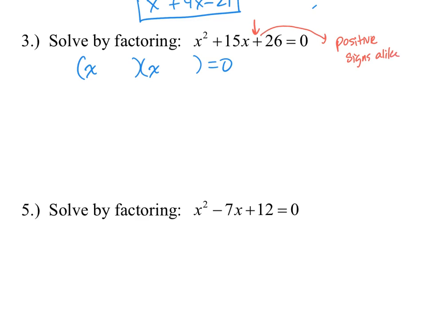Then the next thing I look at is this term. Remember, this is the sum of 2 terms, so if I have 2 signs that are alike and the sum is positive, that means that both of those signs have to be positive.